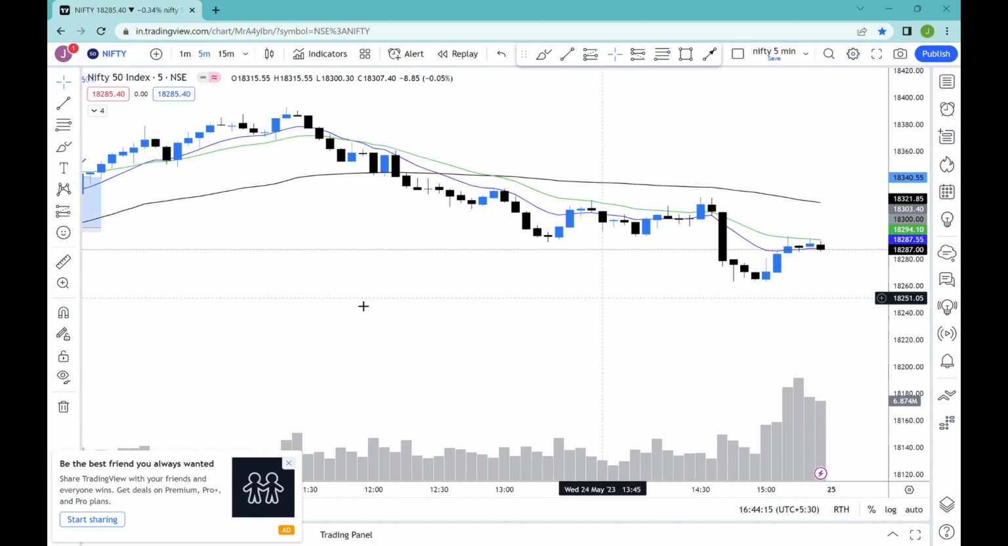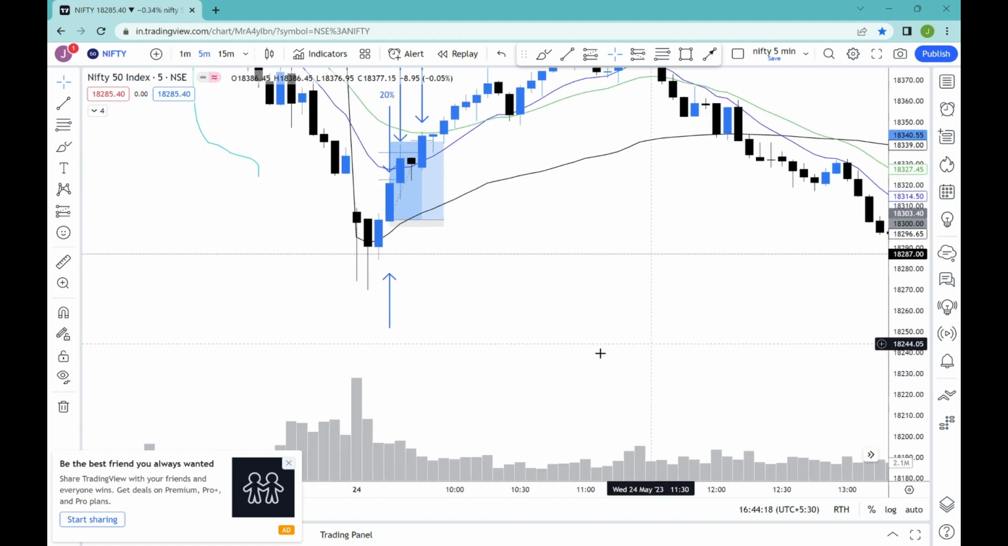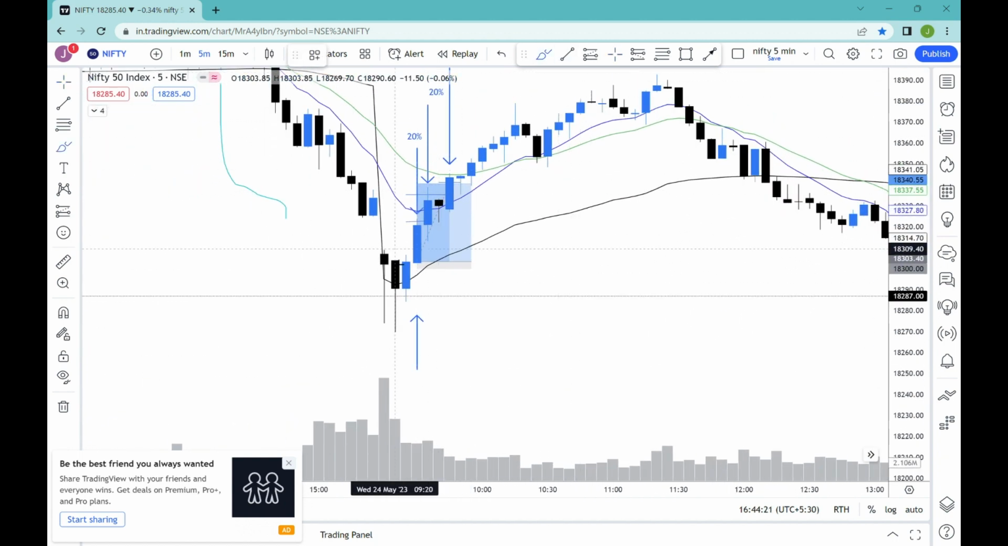We can see here that in 5 minutes the market fell from here to here and reversed in the first 5 minutes. Then the second 5-minute candle fell again from here to the same liquidity levels and bounced back there again.